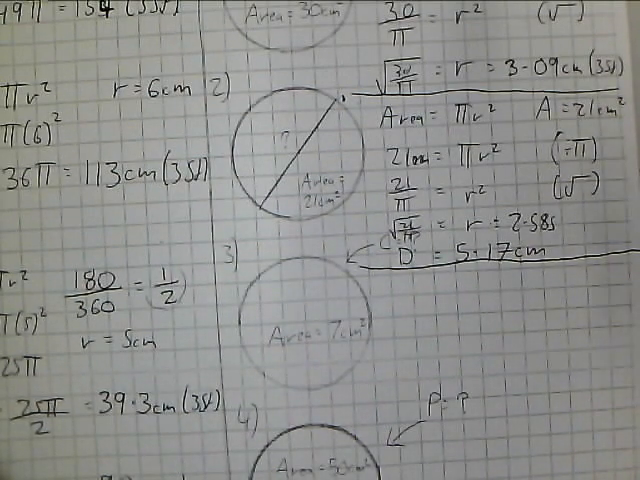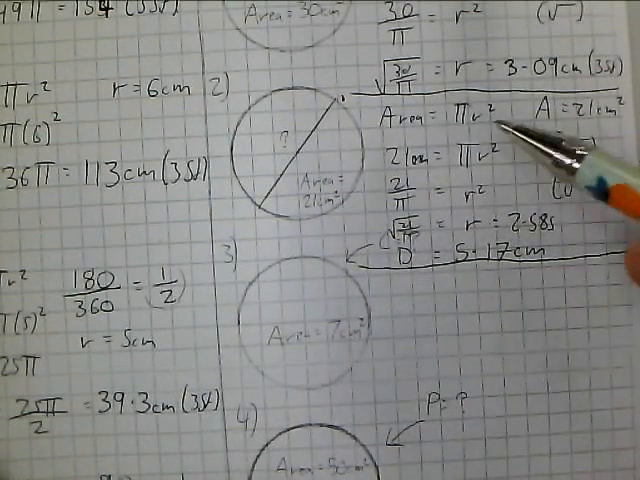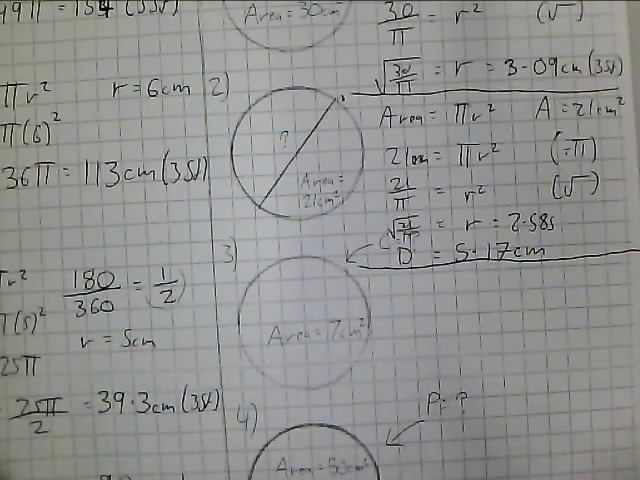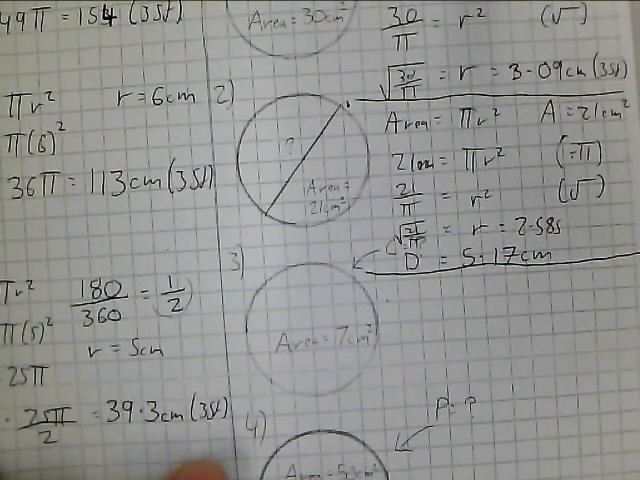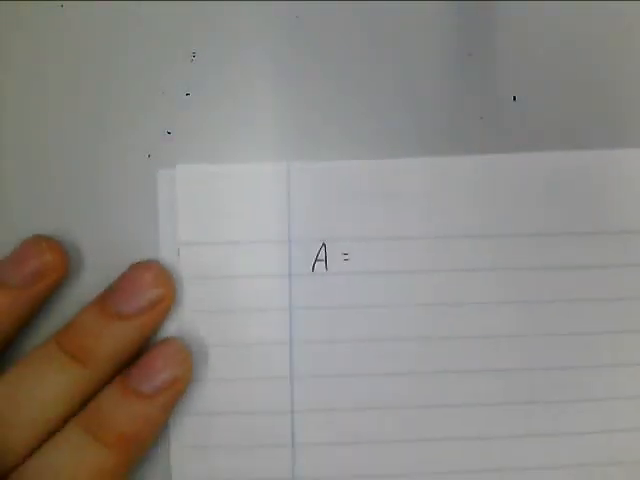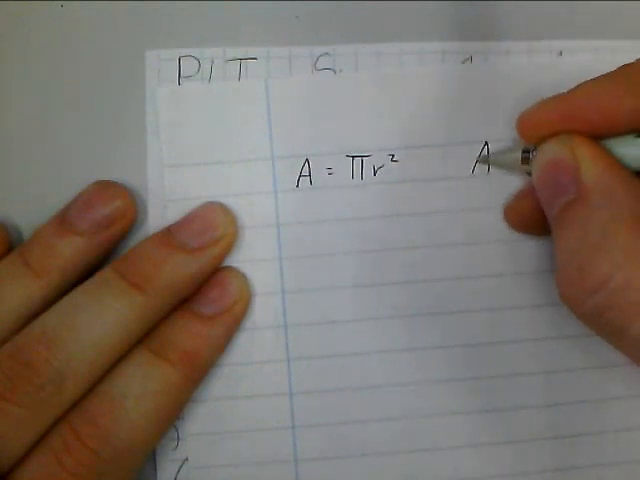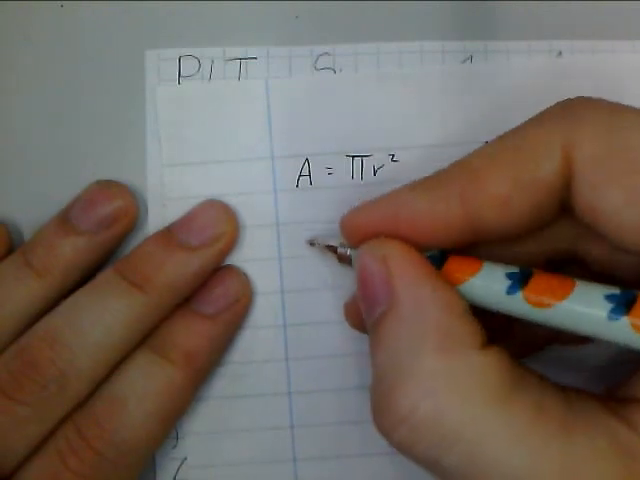Okay, question 3. I'm trying to find the circumference of the circle. Okay, so I'm going to find the radius first, and once I know the radius, I can work out the circumference. So I'm going to use another bit of paper actually for this, because I am running out of room. So I know that the area is 7 centimetres squared. I'm going to use my area of the circle's equation. So area equals pi r squared, and the area is 7 centimetres squared. So I'm going to find out the radius first.